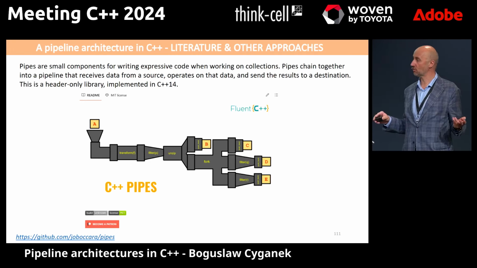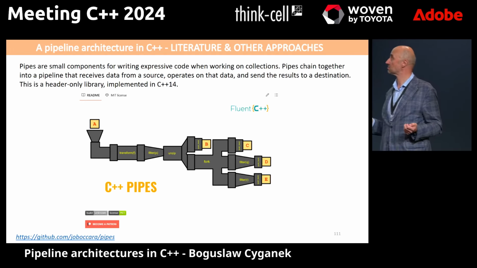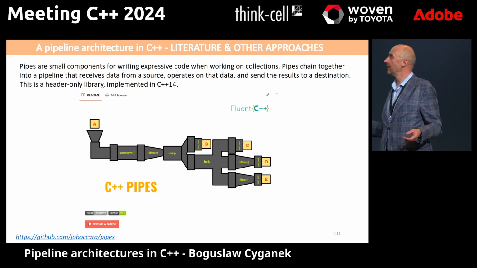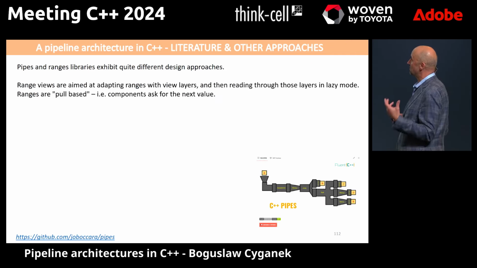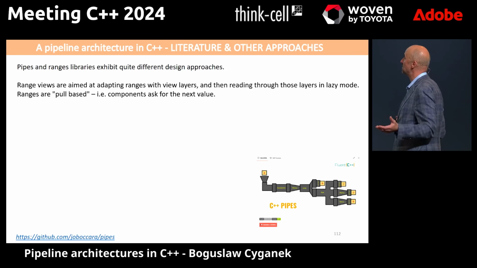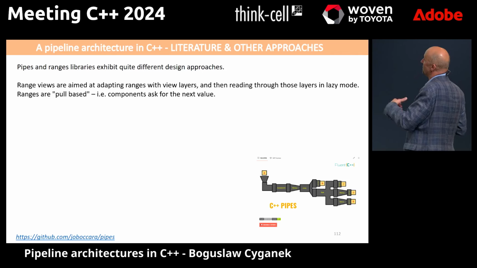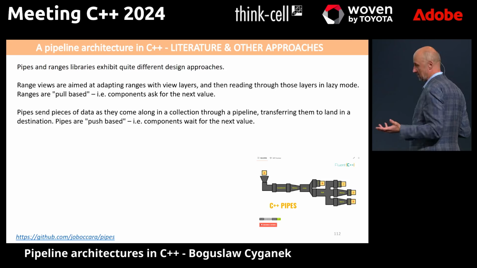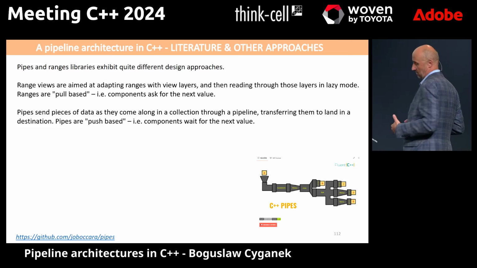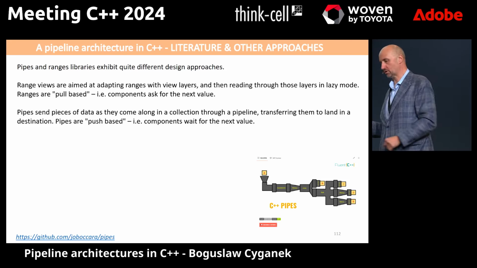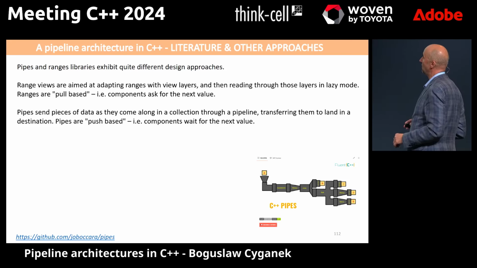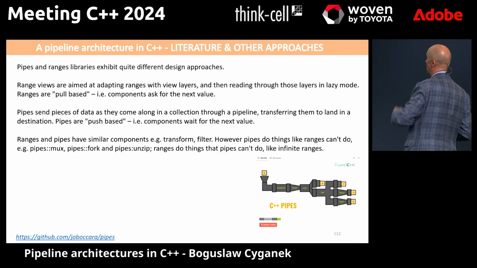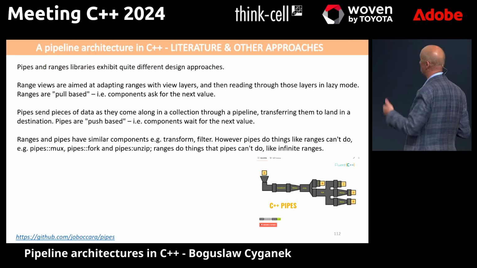I don't know if this library is finished or not, but it is quite interesting, and there is a lot of interesting information you can read about pipes, especially that there are pull-based pipes like the ranges library. So the next component is asking for something, so we can have this lazy evaluation, but there are also push-based components like ours, where some output shows up and is pushed to other elements of the chain. But in such a framework, there are some fork, some unzip operations possible.